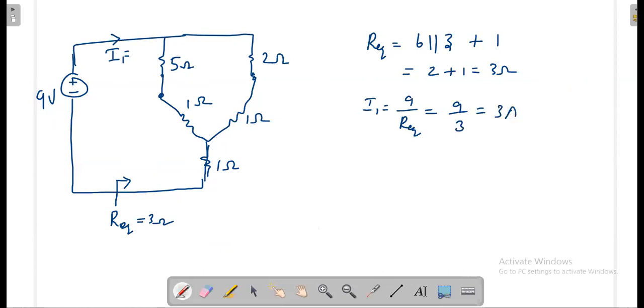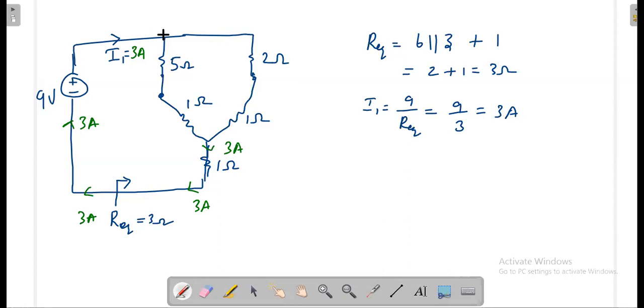Now what is the current drawn from the battery? The current drawn from the battery is simply 3 ampere. Please make sure that if it is 3 ampere here, it is 3 ampere here also, because when the current is flowing in a series branch, the current will not change.